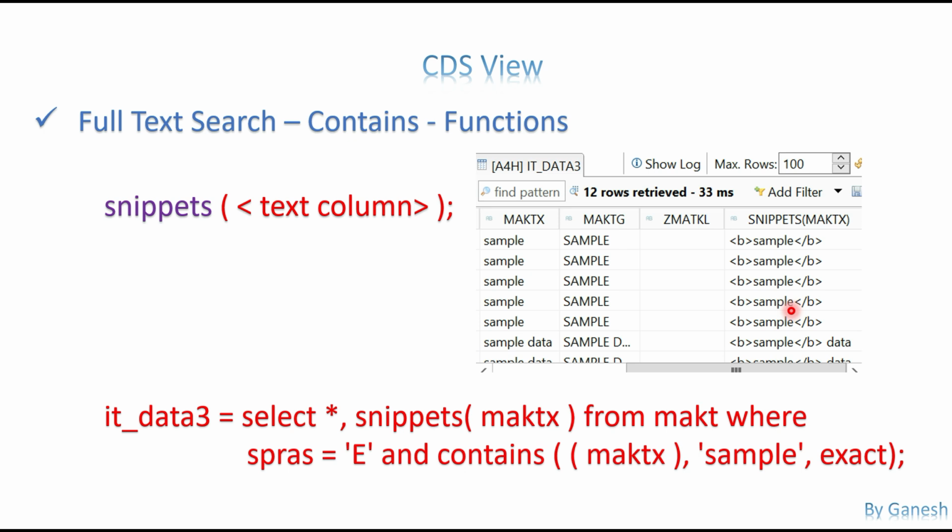Okay, so this is the output from the CDS view, but in the UI they have the bold tag. So whatever search criteria you have given is displayed in bold. For that we are using the function called snippets. Here I am using exact. Kindly ignore it. We can see it in the next few slides.